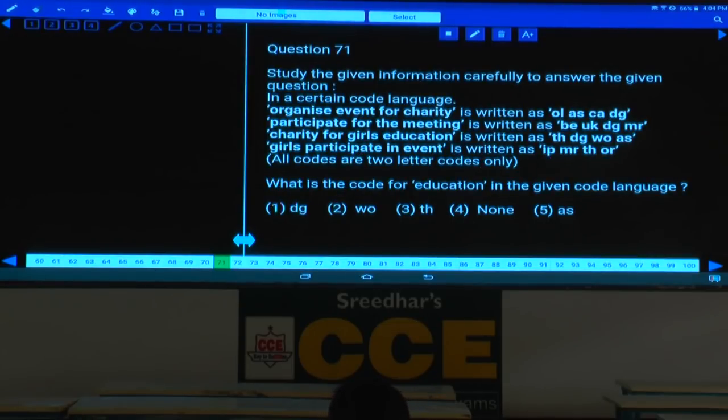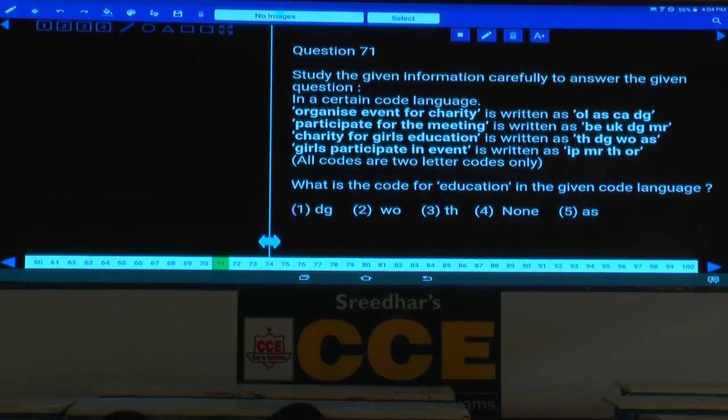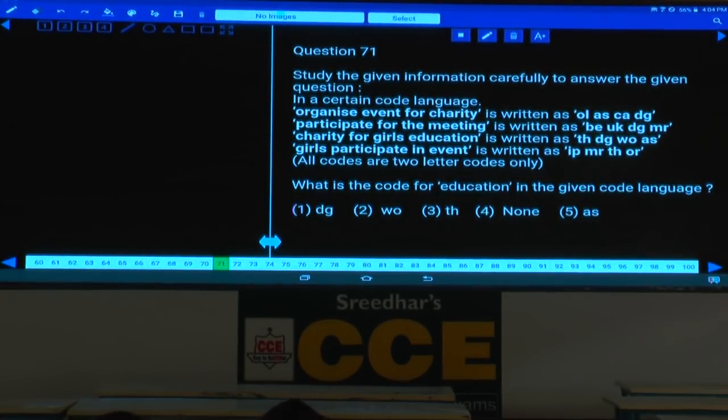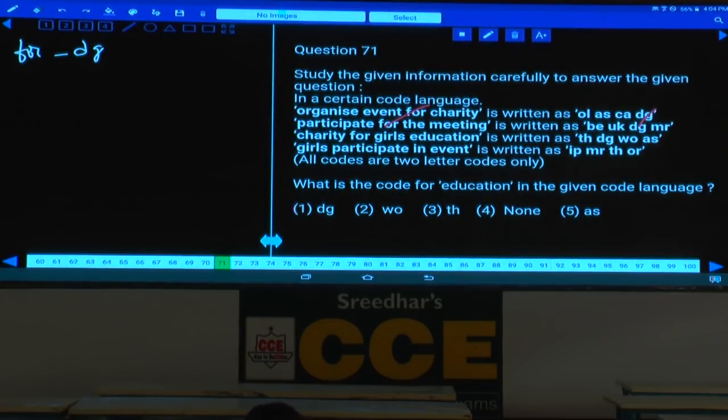Then 71 to 75, it is based on what? 71 to 75, now coding and decoding. Now in this coding and decoding, organize event for charity. Then compare the first and the second statement. What is the word which is common between these two? For is the only word which is common. As for is common between these two, then what is the code common between these two here? DG. And the code to the word for is DG. Then compare the first and the third.